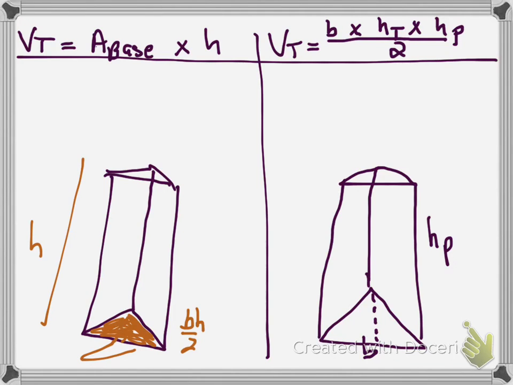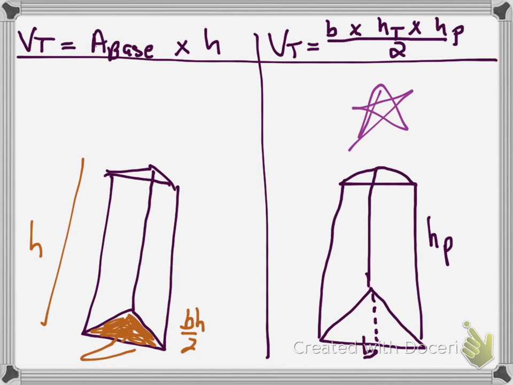Either formula works. I happen to think that this formula is a little bit easier to think about because we're just thinking that we're going to put those 3 different lengths in, multiply them, and then divide by 2. So that's my recommendation, is to think about it this way. The volume of a triangular prism would be the base of the triangle multiplied by the height of the triangle multiplied by the height of the prism over 2.